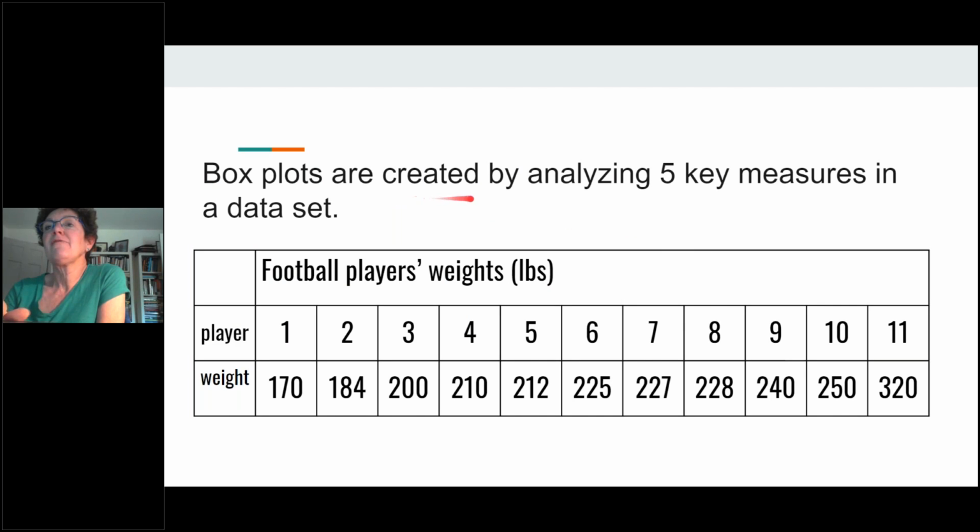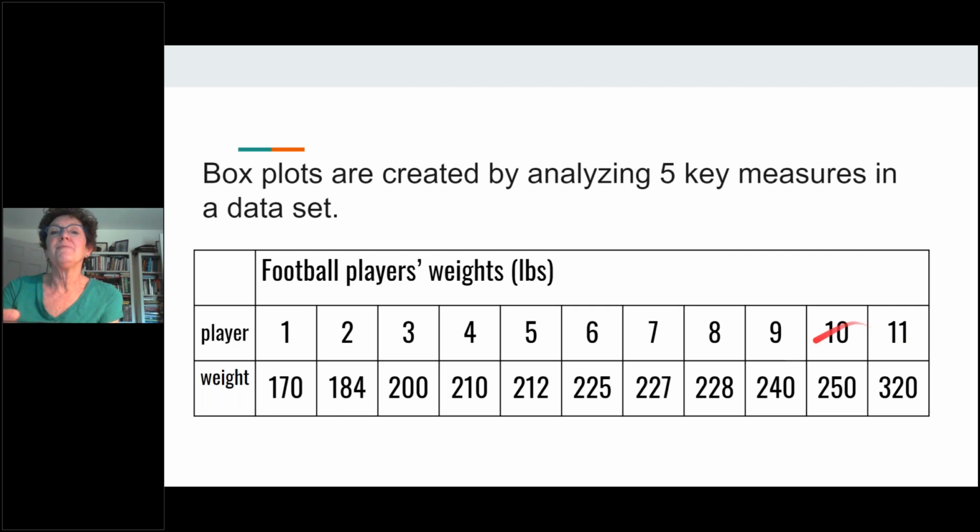So these 5 key measures come from a data set. All box plots, sometimes they're called a box plot and not box and whisker, start with the data set. And you'll notice that this is going to be about the box and whisker plot that I just showed you in the previous screen. This is the football players' weight in pounds. This is the player, just 1, 2, 3, 4, 5, 6, 7, 8, 9, 10, 11. I only did apparently half of the football team just to make this a little bit easier to deal with.